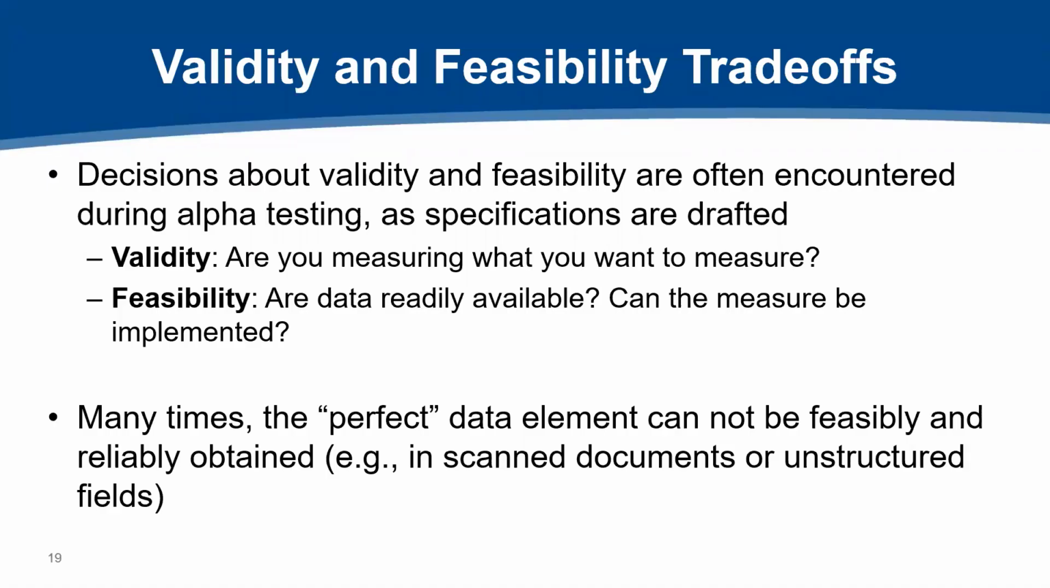So decisions about validity and feasibility are often encountered during alpha testing while you are drafting your specifications. As a reminder, validity answers the question, are you measuring what you want to measure? Whereas feasibility answers the questions, are the data readily available and can the measure be implemented? Many times, more often than any of us would like, the perfect, the ideal, most clinically valid data element cannot be feasibly and reliably obtained. For example, the information you want to include may reside in a scanned document or in an unstructured field. Next slide, please.